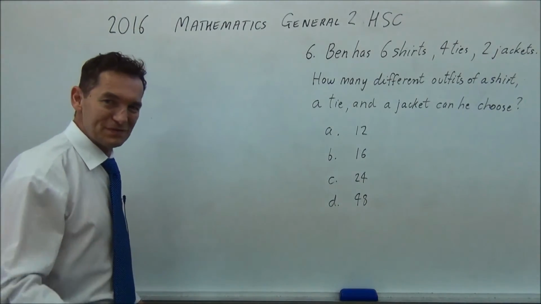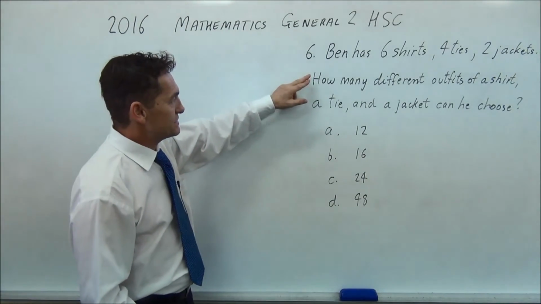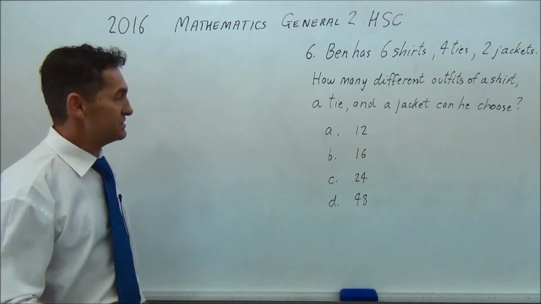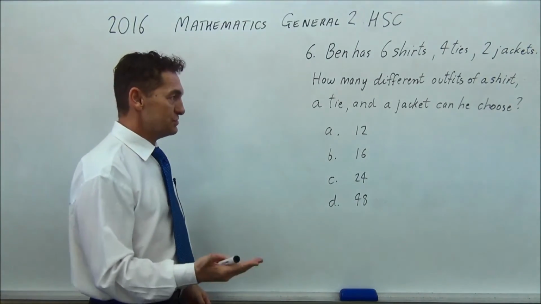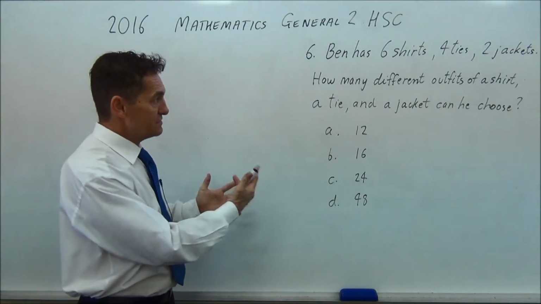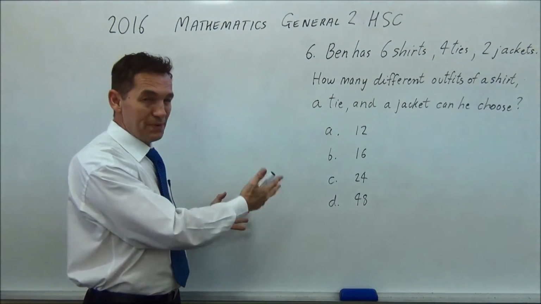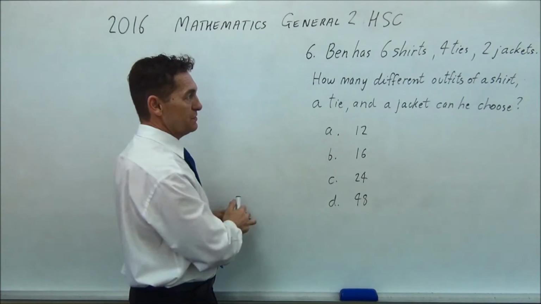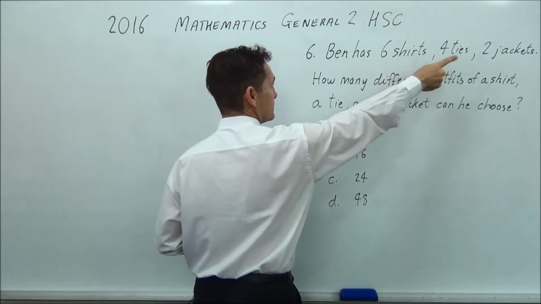G'day again, back for question 6. Ben has 6 shirts, 4 ties, 2 jackets. How many different outfits of a shirt, a tie and a jacket can he choose? It's one of the initial questions. It's basic, should be very straightforward for you. You just want one of those, one of those, one of those.